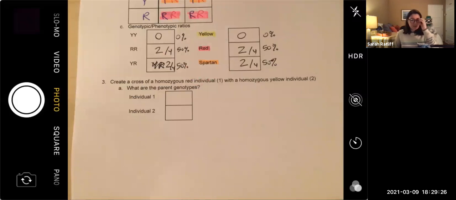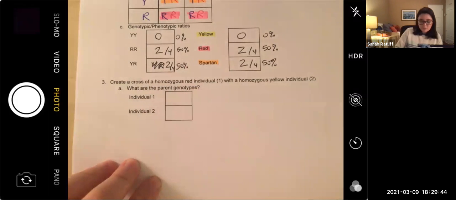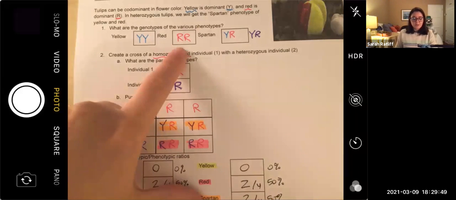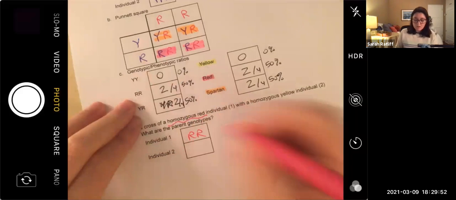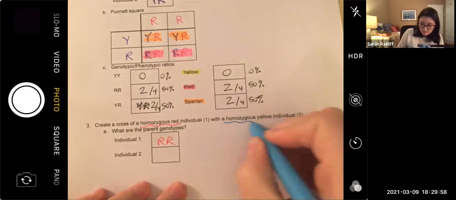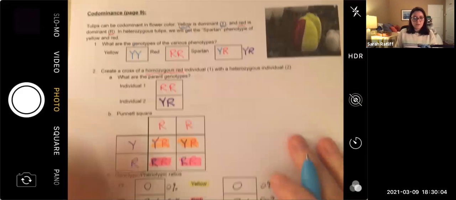All right, our next one here, number 3, we're going to cross a homozygous red individual with a homozygous yellow individual. Okie dokie. So we're given our phenotypes. What are their genotypes? Homozygous red. Well, we know from all the way up here, homozygous red is big R, big R. And our yellow individual here is individual 2. So looking back up here, we know yellow is YY.